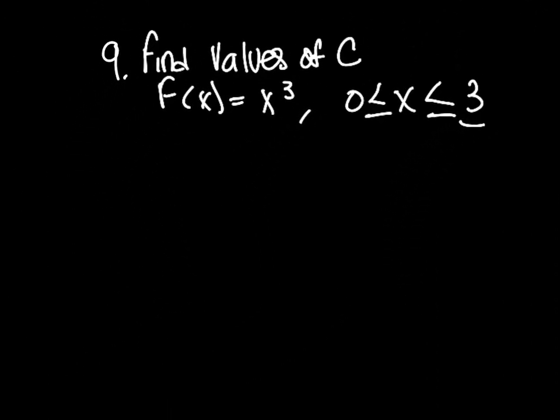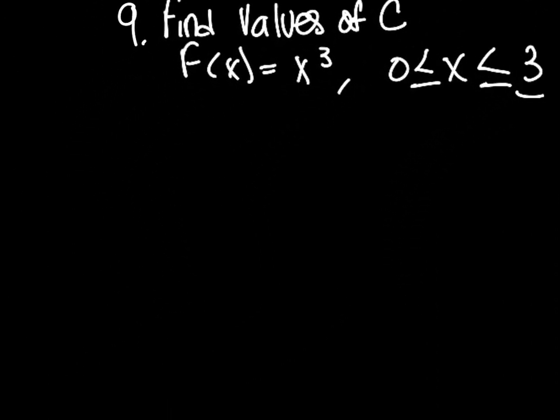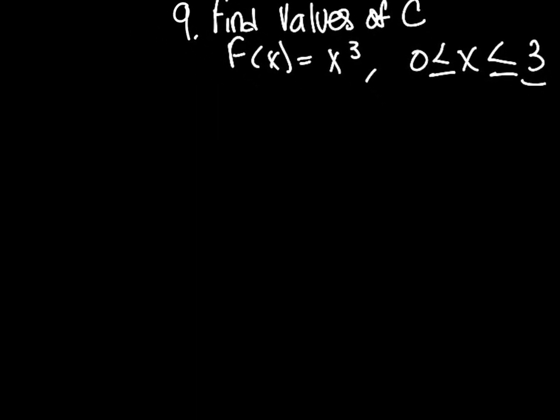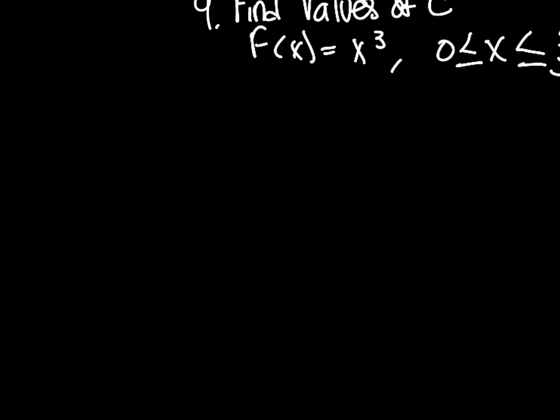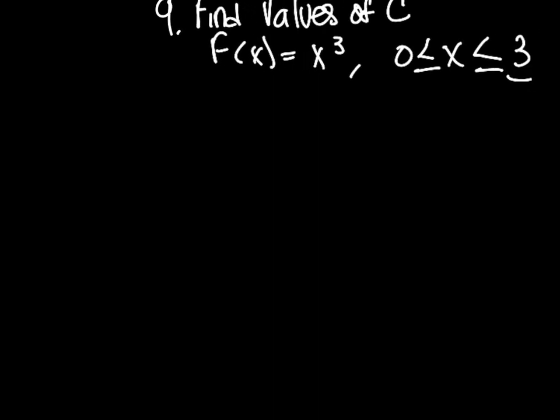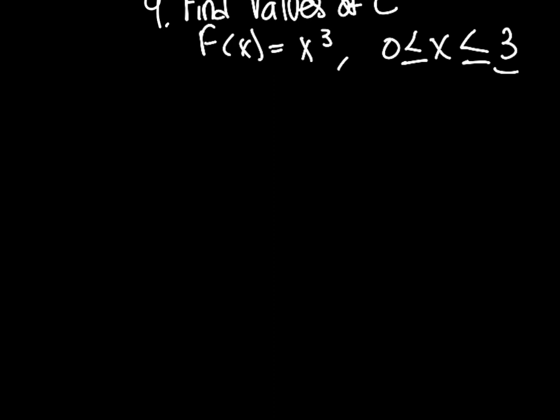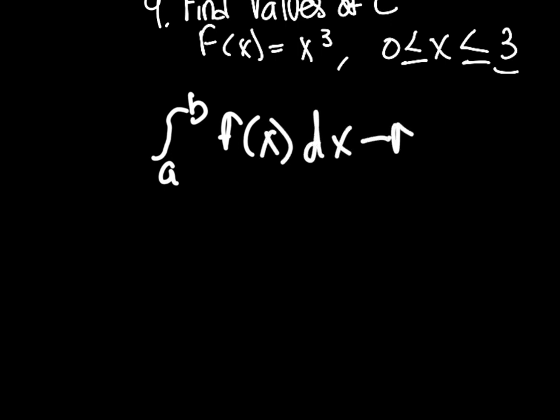Okay, alright, find the value of c when f of x is x cubed, and x is greater than or equal to 0, but less than or equal to 3. So what we do here is we plug in the information that we already know. We have to find the integral from a to b of the function f of x, which is 3x dx.